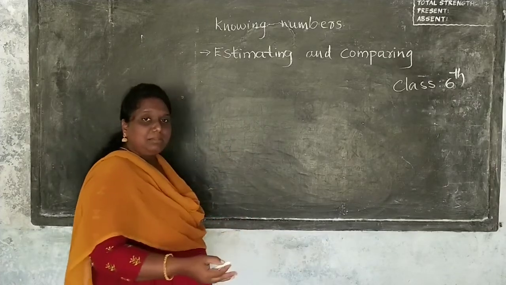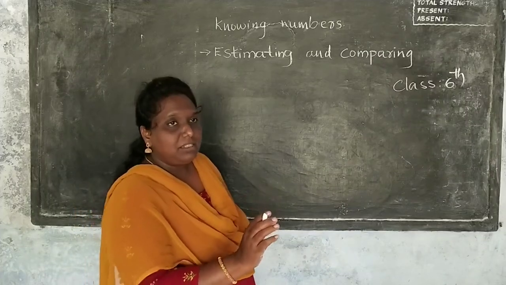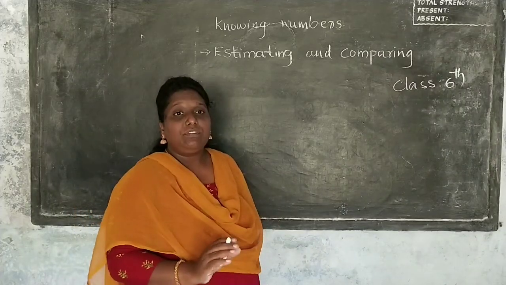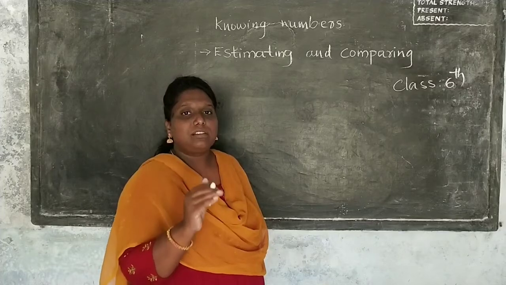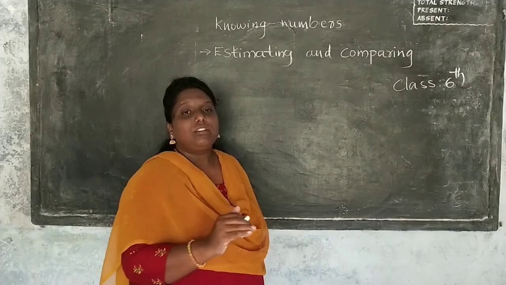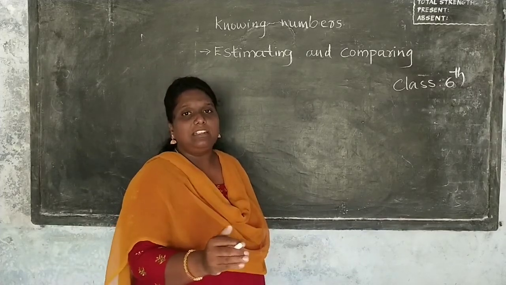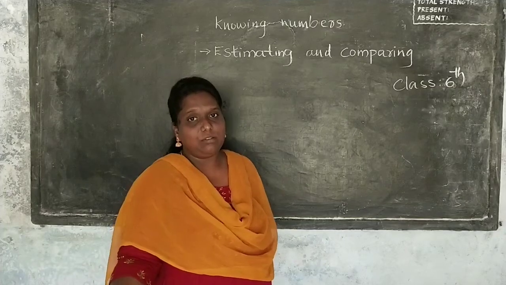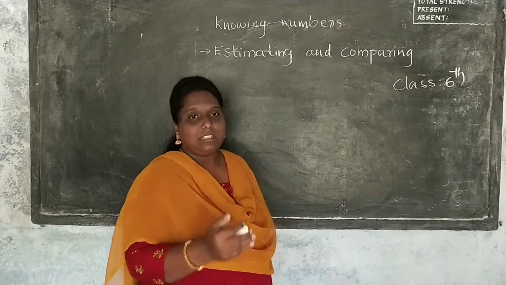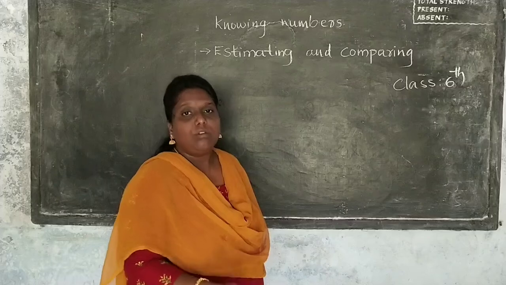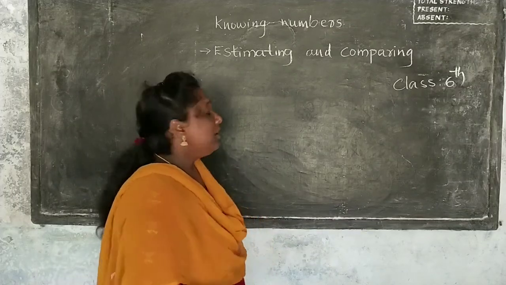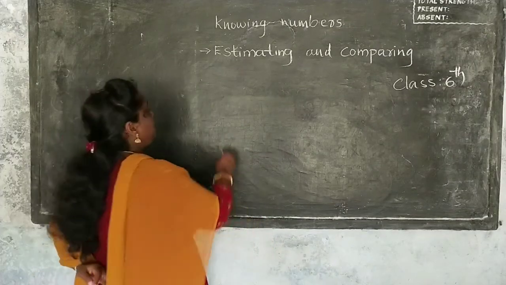Estimation means we should compare the numbers and check which is the greatest number and which is the smallest number. Okay? You have already completed this in your earlier classes, in the 5th class. But the first chapter is the revision chapter, so we are recalling again. So I will give some numbers here.